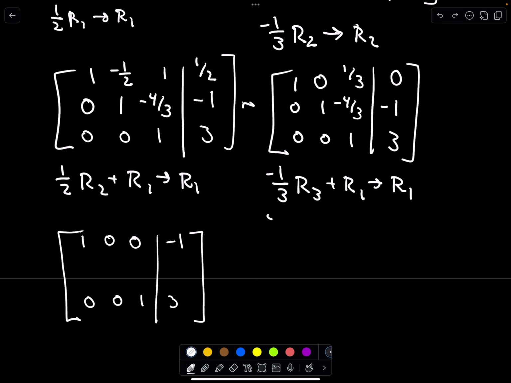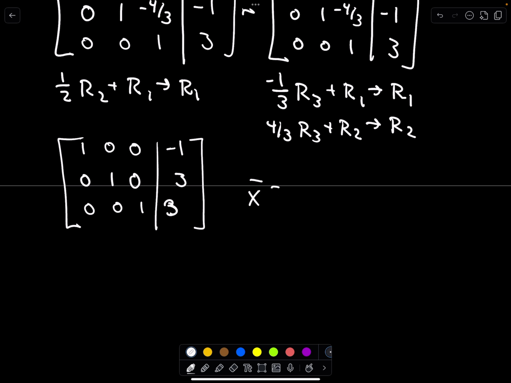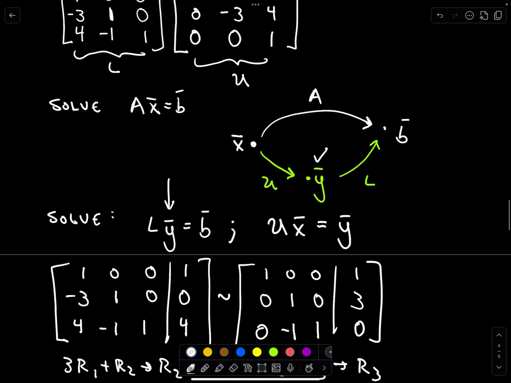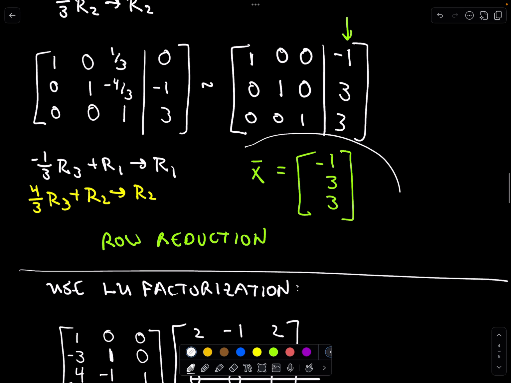And lastly, I'm going to take 4/3 times row 3 plus row 2 to get my new row 2. So that'll be 0, 1, and 0. 4/3 times 3 is going to be 4. 4 minus 1 is 3. So again, this is our vector x. It's going to be negative 1, 3, 3. And lo and behold, that's what we found a second ago by doing row reduction.